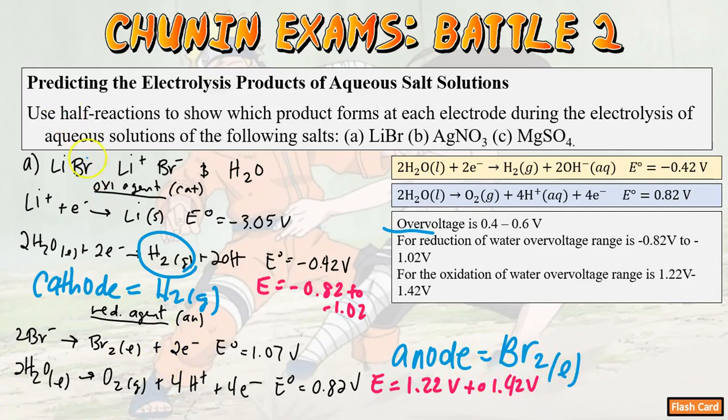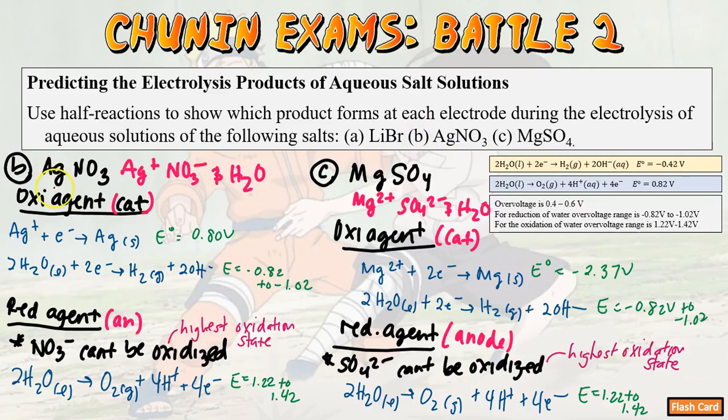We're going to be completing this same process with letters B and C. So let's go ahead and get that set up. All right, so let's start with letter B. We have AgNO3, or silver 1 nitrate. So that's going to break down into Ag plus ions and NO3 minus ions. And of course, they're going to be mixed with water because this is a solution. So we're going to break down our oxidizing agents for our cathode and our reducing agents for our anode.